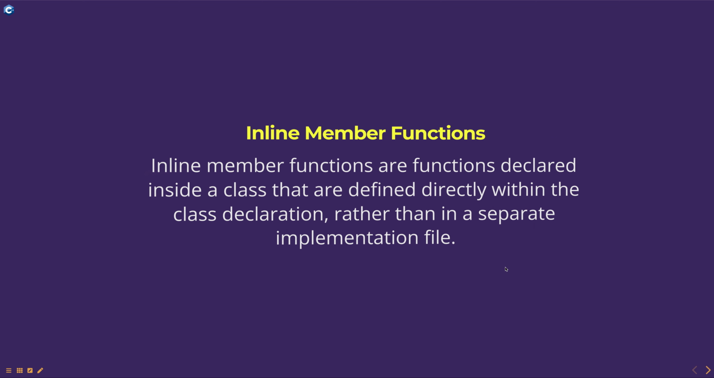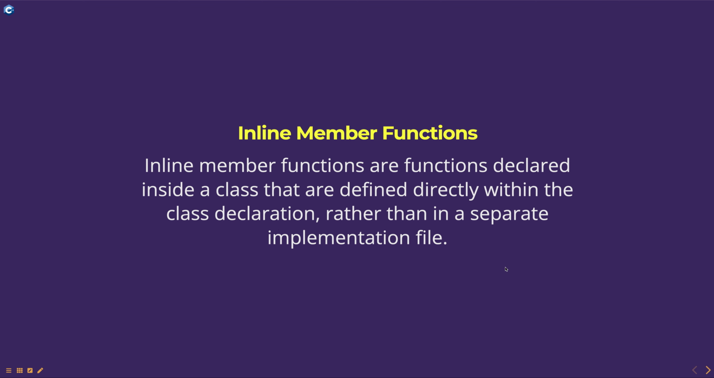In C++, inline member functions are functions declared inside a class that are defined directly within the class declaration, rather than in a separate implementation file. They are marked with the inline keyword, which tells the compiler to generate a copy of the function's code wherever the function is called, rather than generating a single instance of the code that is shared among all calls to the function.